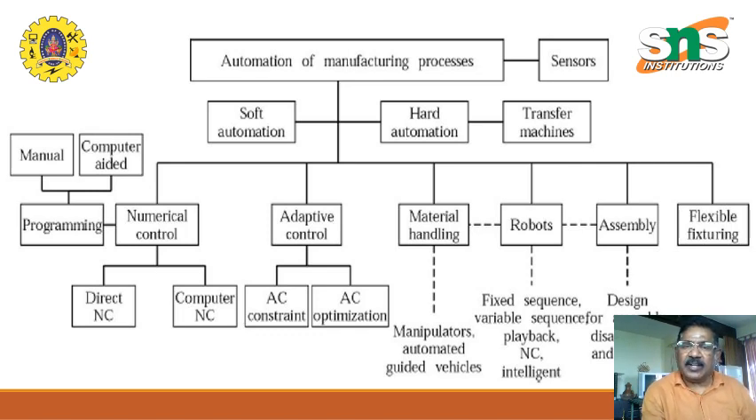On the material handling side, we use a lot of robots. You have manipulators and automated guided vehicles, AGVs, which we were just talking about. Then the robots: we have fixed sequence robots, and then programmable robots also. On assembly, you have pick and place robots, and then flexible fixturing, making a fixture for holding these components and giving it for production. Flexible fixturing, modular fixturing, etc., play a lot of role here.